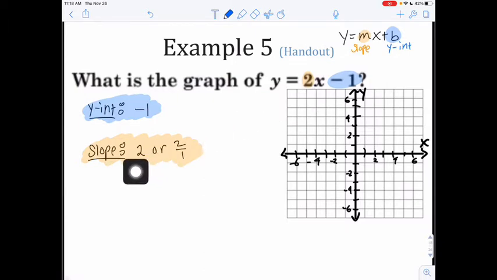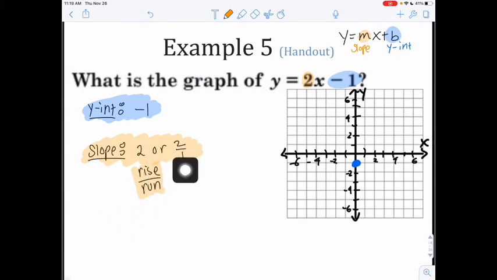So down here I wrote the slope is 2, or again, it's going to help us on the graph if we write this as 2 over 1. And then the number after x is minus 1, so our y-intercept b is negative 1. This is actually where we're going to start. So we're going to look on the y-axis, identify negative 1, and put our y-intercept right there.